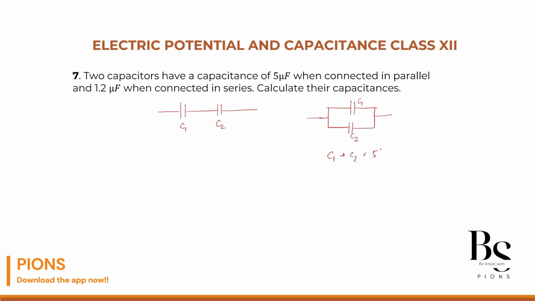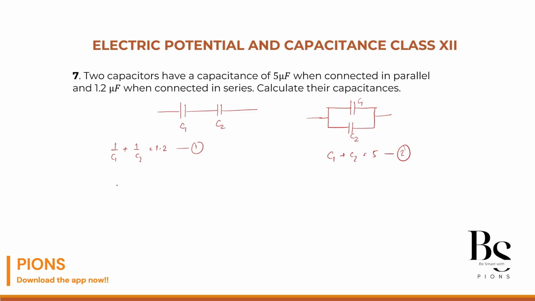Sir, you have to convert that microfarad. No need of conversion. That will confuse you because anyway C1 and C2 will be in microfarad. Then only their sum is microfarad, right? And connected in parallel and 1.2 in series. So here 1 by C1 plus 1 by C2, that is equals to 1.2. Clear? This is equation 1 and this is equation 2. We have to solve them simultaneously to get the value of C1 and C2.